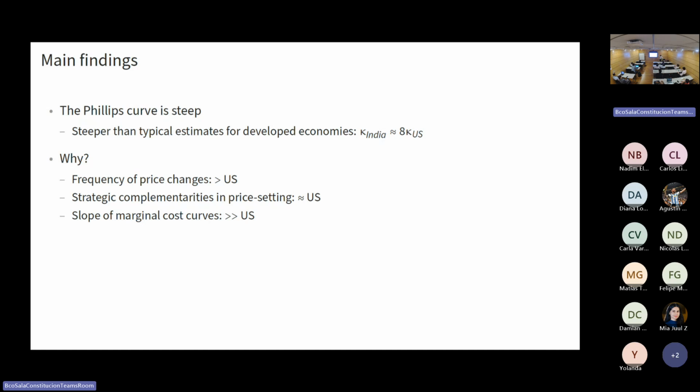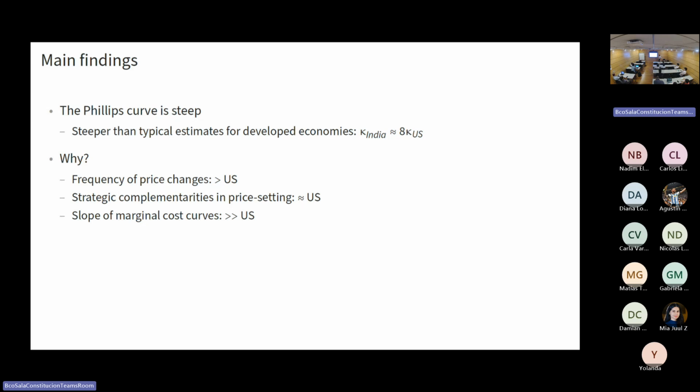One of the cool things of this mechanism of starting with firm-level data is that we can decompose why this number is high. And as I told you, you should go through three steps. One is, what is the frequency of price changes in this economy? How much strategic complementarity in price setting is there, such that the pass-through of marginal cost into prices changes? And what is the slope of marginal cost with respect to changes in quantities? I'm going to explain all of those in detail.